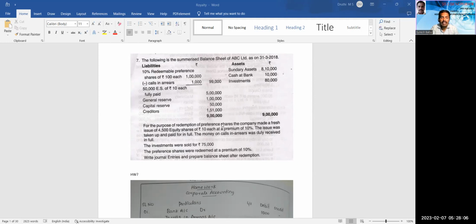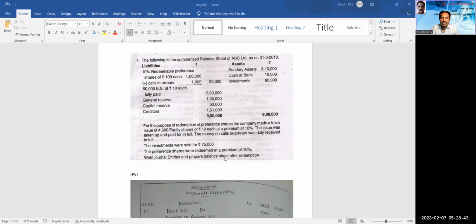What is the journal entry? Bank account debit 75,000, general reserve account debit 5,000, to investments account 80,000 credit. That is how you need to draw the journal entry. The preference shares were redeemed at a premium of 10%. So, 1 lakh rupee preference share capital, 10% of 1 lakh is 10,000. Preference share capital account debit 1 lakh, premium on redemption of preference shares account debit 10,000, to preference shareholders account 1 lakh 10,000.